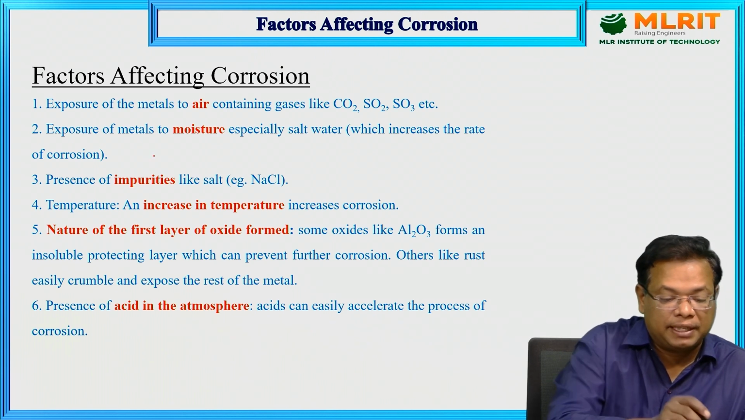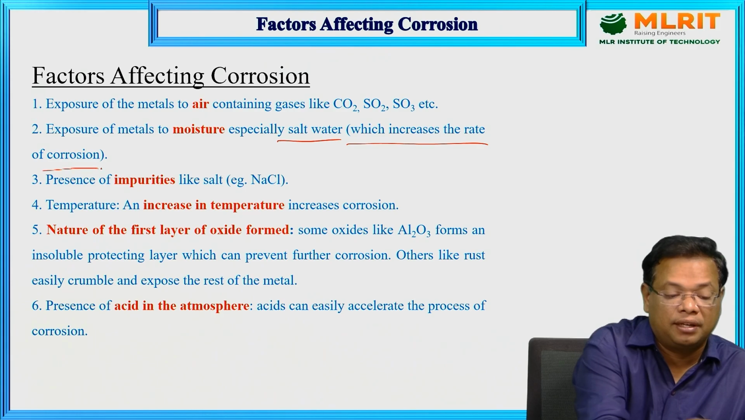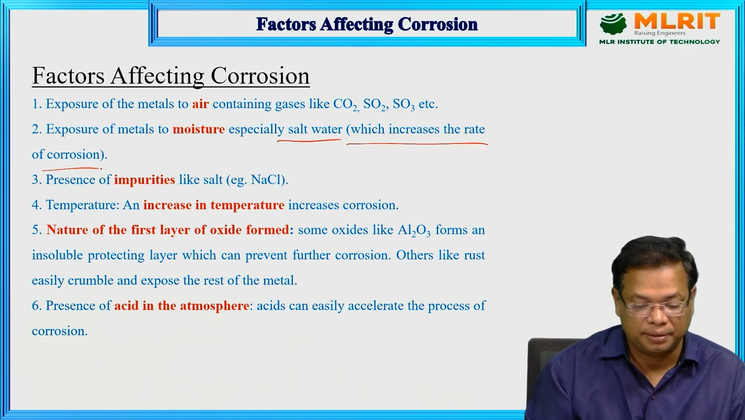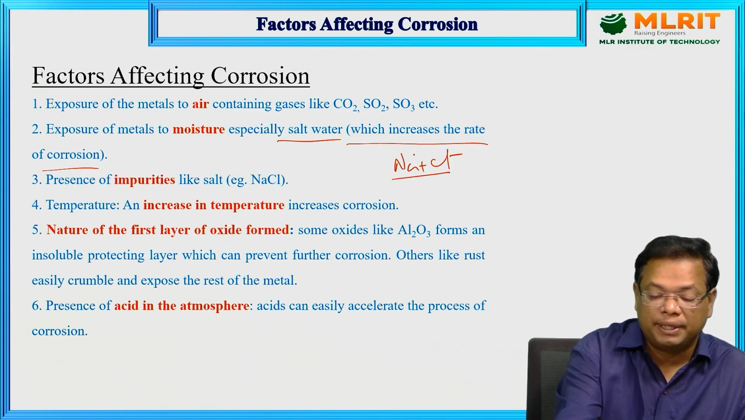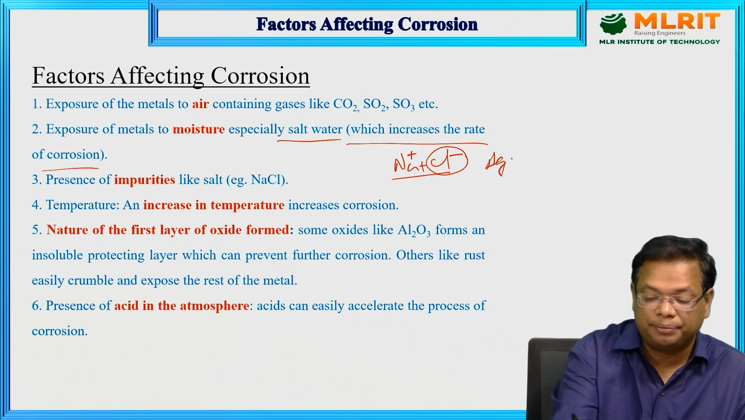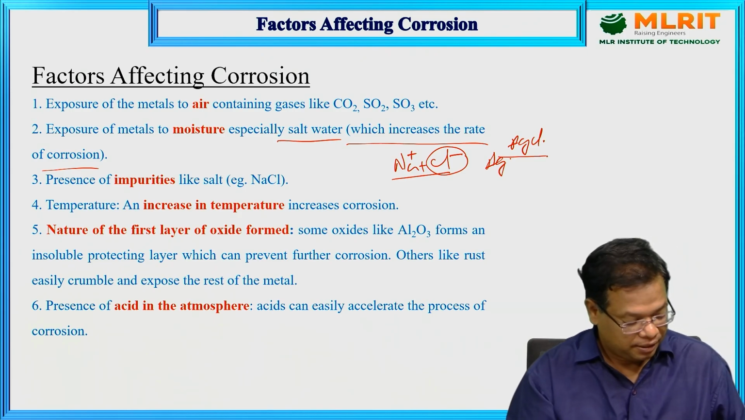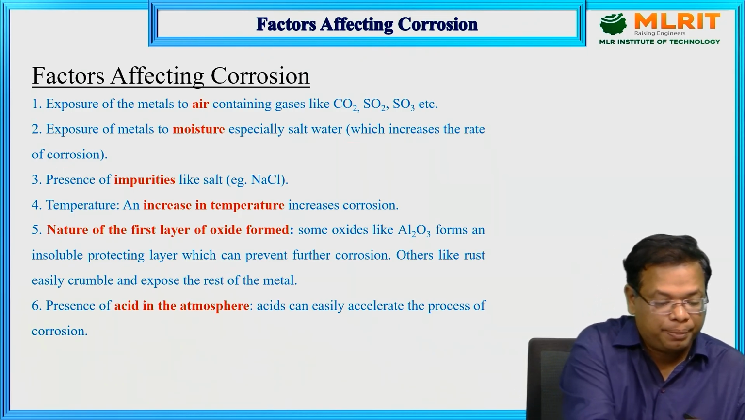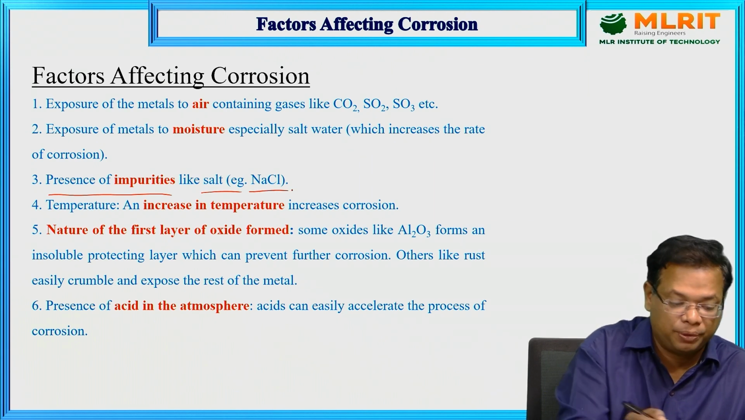Exposure of the metals to moisture, especially salt water, increases the rate of corrosion. Because of the chlorine, NaCl gives Na plus and Cl minus. So this chlorine will react with silver and AgCl will generally form. So this is also causing rusting. Presence of impurities like salt, NaCl, of course we spoke of just now.